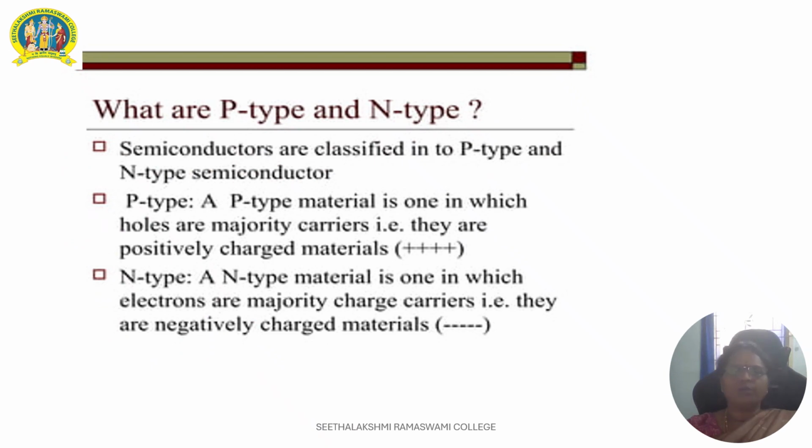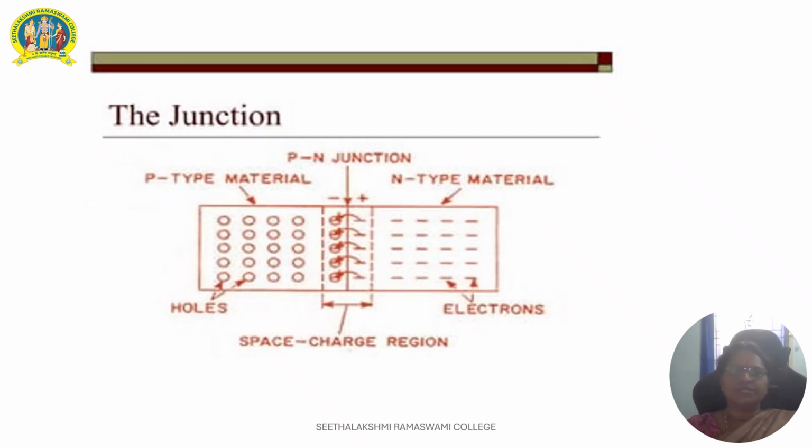Then what are P-type and N-type semiconductors? Here, the semiconductors are classified into P-type and N-type semiconductor. First one, P-type. A P-type material is one in which holes are the majority carriers. That is, they are positively charged materials. And N-type semiconductors. An N-type material is one in which electrons are the majority carriers. That is, they are negatively charged materials.